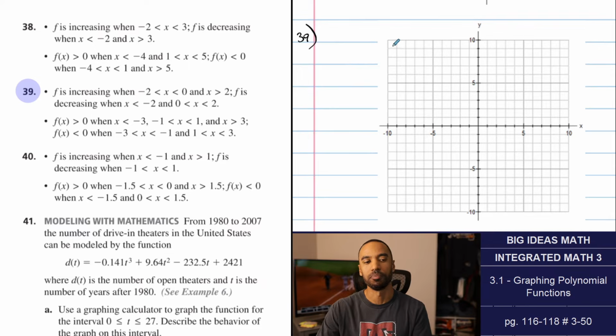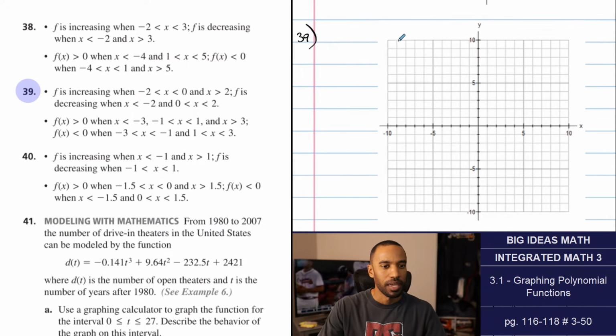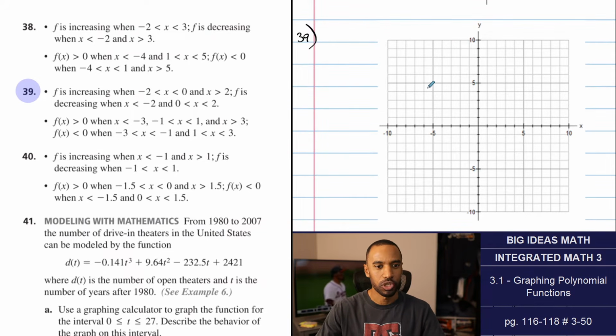Generally you'd want to plot the x-intercepts first. So number 39, it's increasing between -2 and 0. I might want my visual cues. And when x is greater than 2. It's decreasing when x is less than -2 and between 0 and 2. Okay, that's a lot of things to keep in mind. I am going to plot the x-intercepts at least. When x is less than -3, so I believe -3 is an x-intercept, between -1 and 1, and when x is greater than 3. So these seem to be x-intercepts, so we're positive on some of those things and then negative on the others.